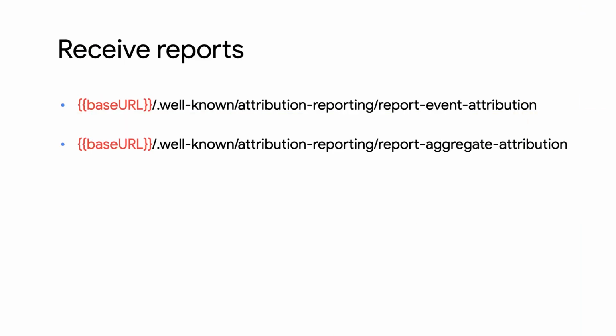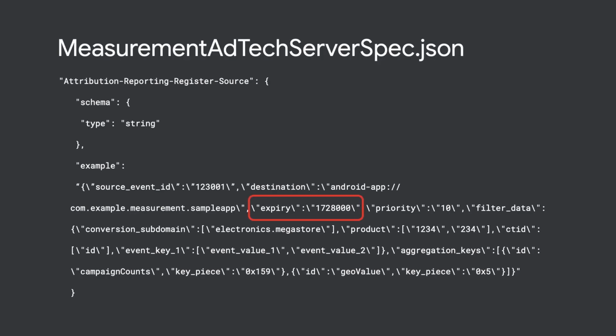Now that your hypothetical user has clicked through an advertisement and purchased the item, you have registered the source and the trigger of that purchase. You'll want to receive an event level and aggregate report of these interactions. These reports are generated in a time window that is set in the attribution service. You can read more about expiry windows in the design proposal. In this example, your reports will be generated in 2 days. You can see this in the register source response header in the Measurement Ad Tech server spec JSON file. You don't want to actually wait 2 days to finish your test, so you'll simulate the time window.